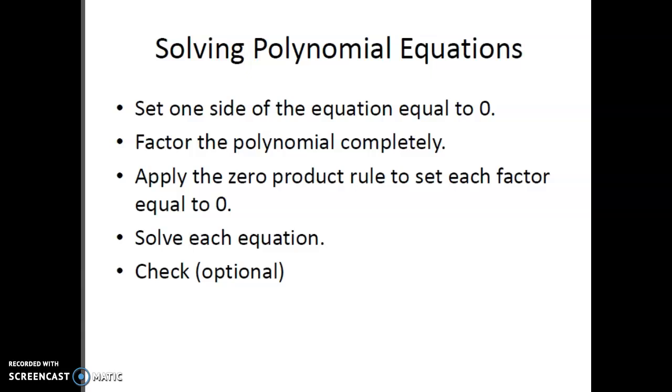Then we're going to factor the polynomial completely, which means use any factoring method that you can possibly use. Once we factor completely, we're going to apply the zero product rule and set each of the factors equal to 0. Then we'll solve each of those equations, and the check is there as an optional choice if we want to make sure that we've solved correctly.